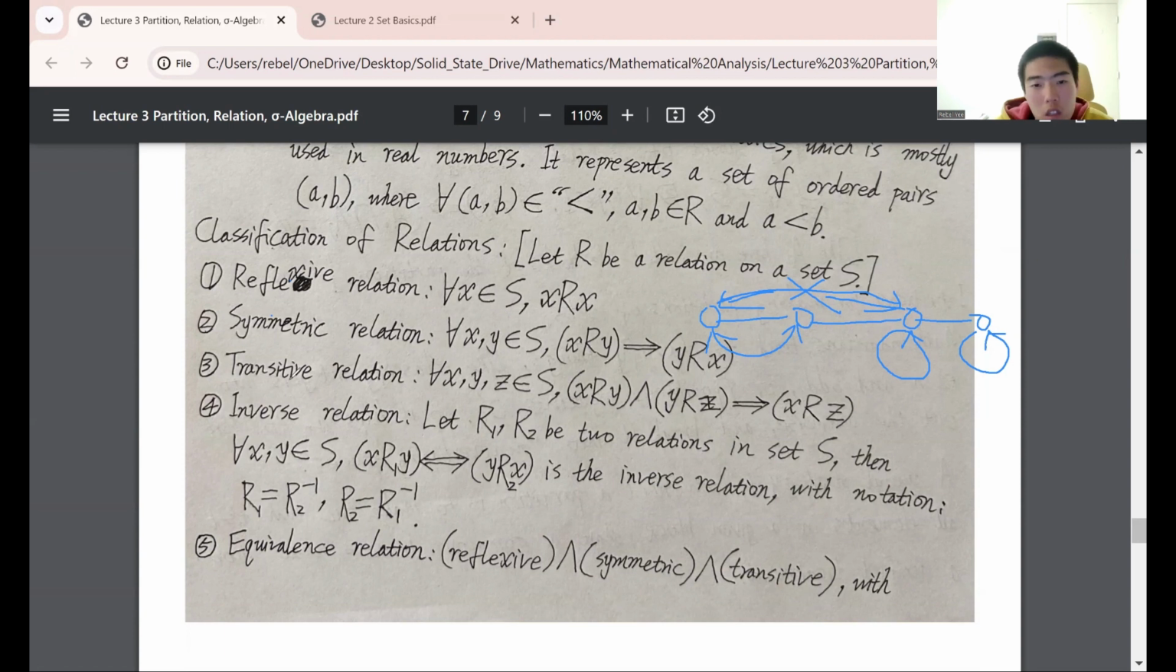And the transitive one is like, if you can go from the first city to the second city, and from the second city to the third city, then you can go from the first to the third. So that's the transitive.